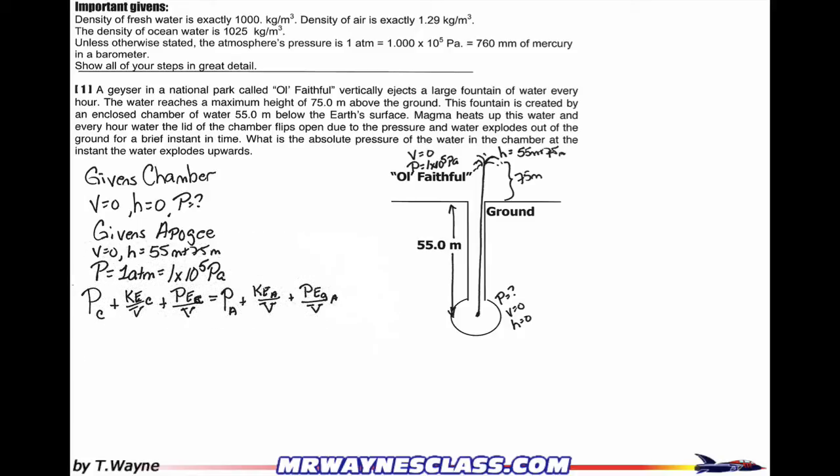If I look at it in terms of energy, I set it up: I've got the pressure potential energy in the chamber, I've got the kinetic energy per unit volume in the chamber, I've got the potential energy per unit volume in the chamber, and that's equal to the pressure potential energy at apogee, the kinetic energy per unit volume at apogee, and the potential energy due to gravity per unit volume at apogee.